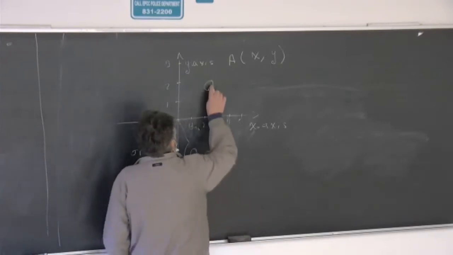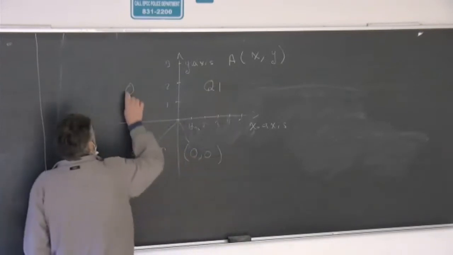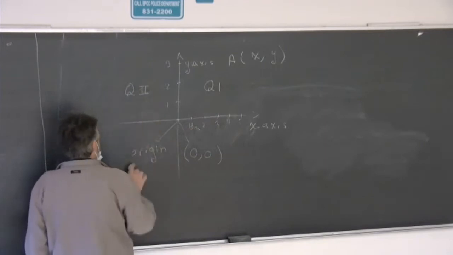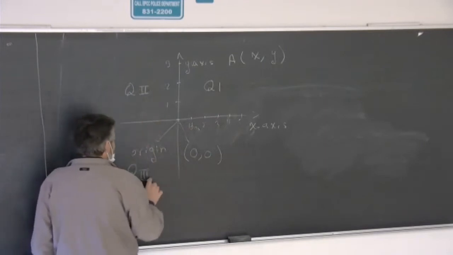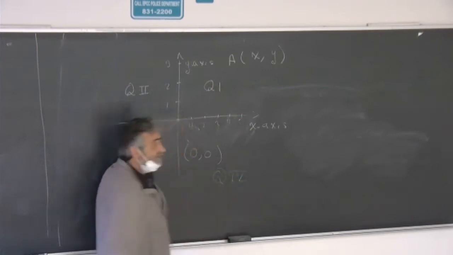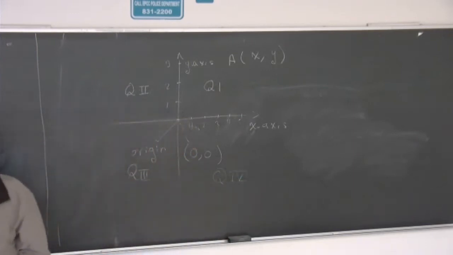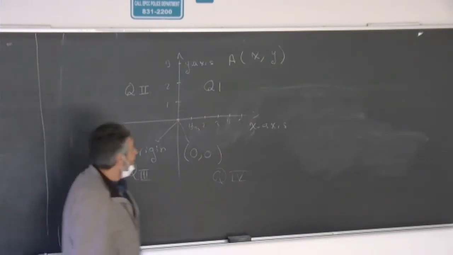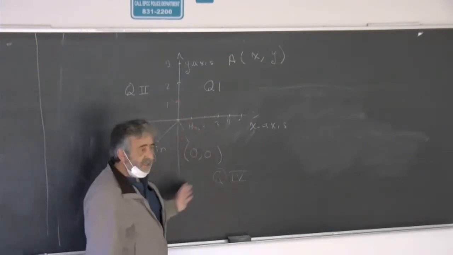So this is quadrant 1, quadrant 2, quadrant 3, and quadrant 4. So those are the quadrants for those particular axes that you have. No matter which axis you're looking at, the quadrants are exactly the same.